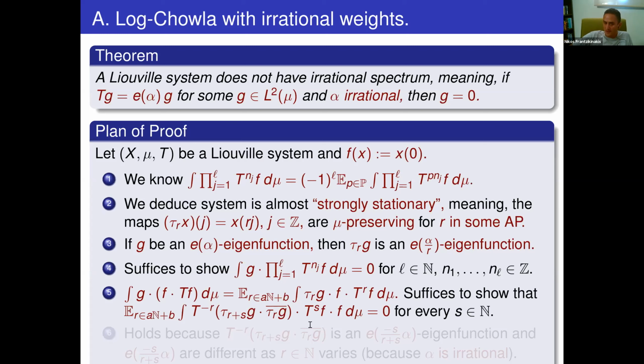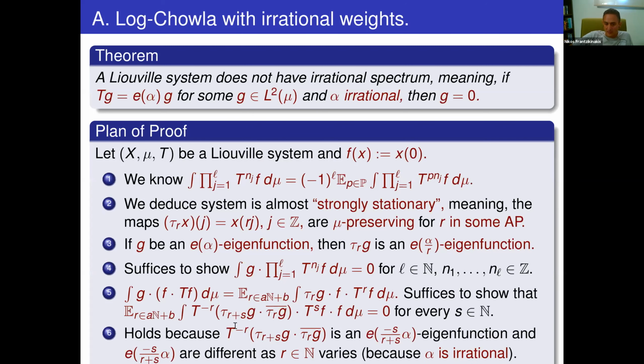Now, the important thing is that before I had T^R, which depends on R, but now I have a fixed function. So let's look on this one, which varies with that. So S is fixed. I want to show that this is 0 for every S fixed, and I average over R. So this T^R of this is going to be a computation, as I mentioned, and e to the minus F over R plus S alpha eigenfunction. And these, as R varies, are different eigenfunctions because alpha is irrational, hence mutually orthogonal, hence they should converge weakly to 0, hence you will have this actually with limit.